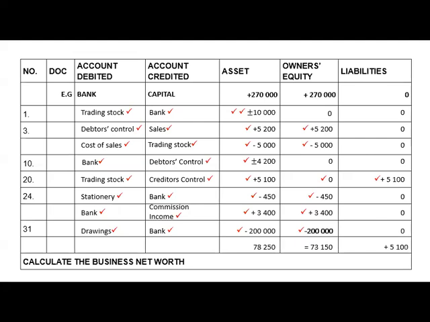Balance this off, and that's what you will get. Note that the total of owner's equity represents the net worth of the business. That's why our net worth will be 73,150.